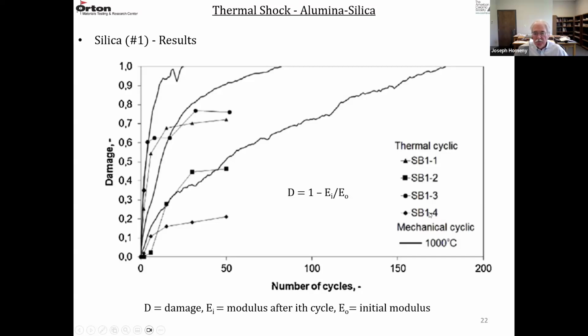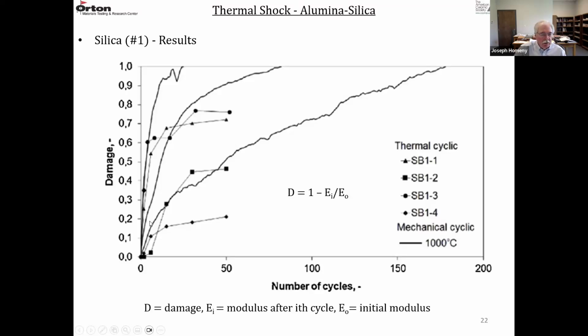There were 4 samples here. And you can see the cycles, 50 cycles in thermal shock damage. So the damage goes up and then tends to level off. And then the solid lines were the mechanical cycles, and all of this testing is at 1,000 degrees C.